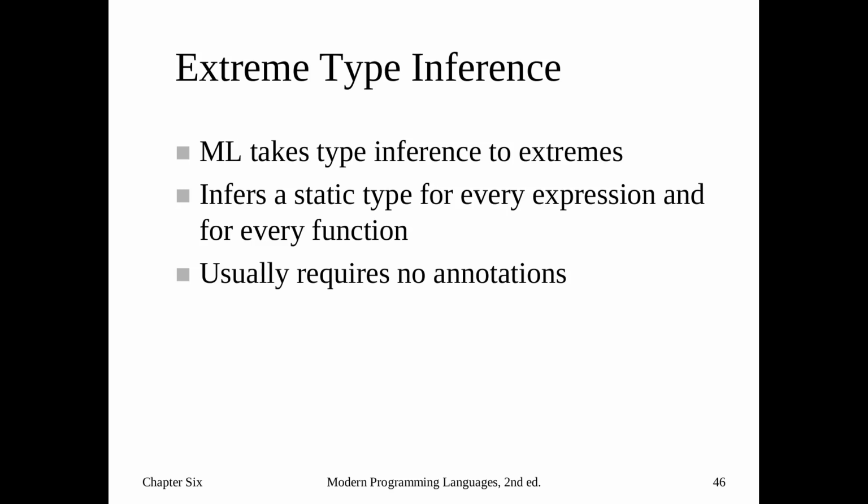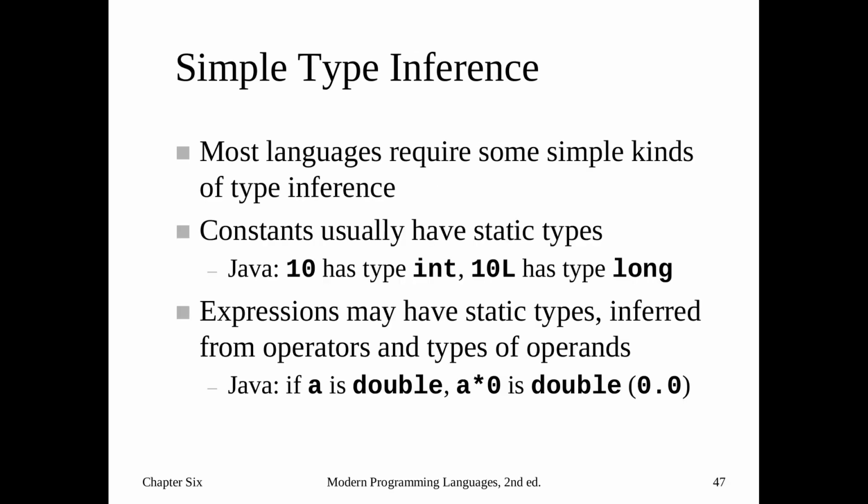In ML, it's often the case that we don't want to provide that type information if we don't have to. But you can, and it does make it much more readable. But ML will attempt to infer as much as possible using as little information as necessary. It can infer a static type for every expression and for every function, and typically would require no annotations if it's done well. But there are other languages that use a more basic form of type inference.